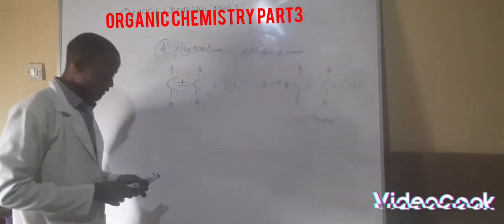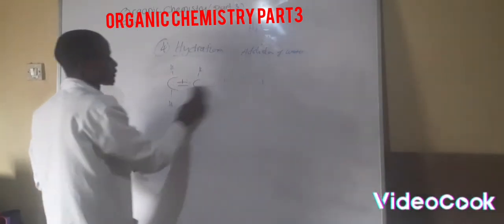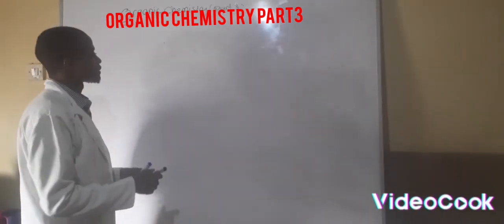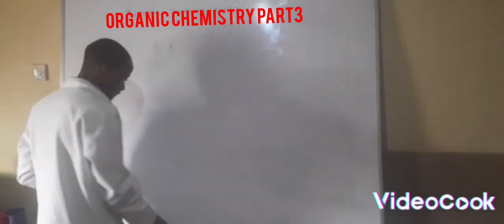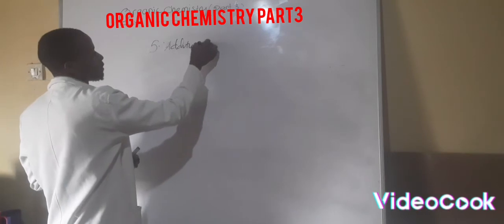Now, apart from hydration, we also have what is called addition polymerization. Polymerization is the process of making polymers. So alkenes undergo what is called polymerization or addition polymerization. Addition polymerization is our fifth type of reaction.